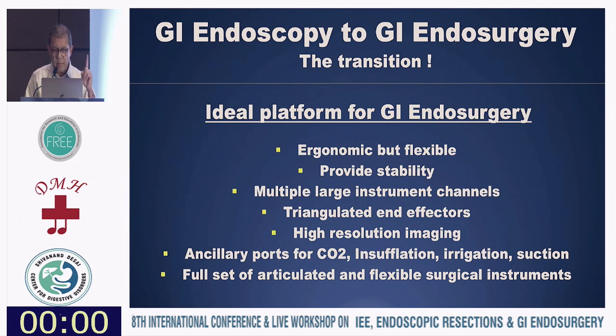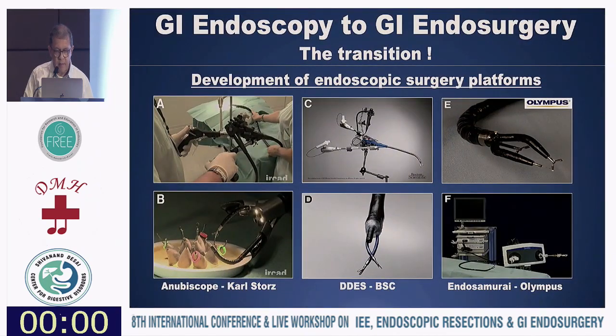So the ideal platform for GI endosurgery should be ergonomic but flexible. It should provide stability at the tip, multiple large instrument channels, and the end instrument should have the capacity of triangulation, high resolution imaging at the same time. There should be ancillary ports for CO2 insufflation, irrigation and suction, and a full set of articulated flexible surgical instruments coming out through the tip of a flexible scope. So now what? How are you going to achieve that?